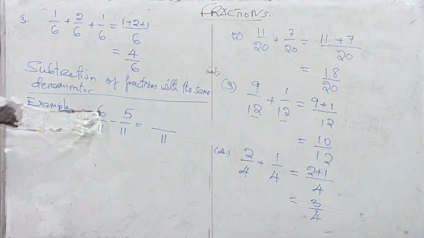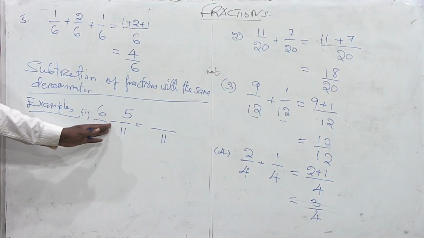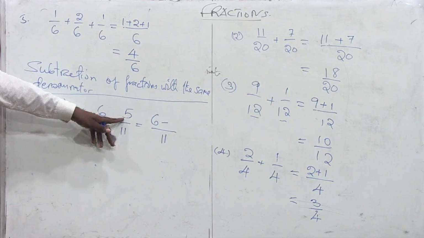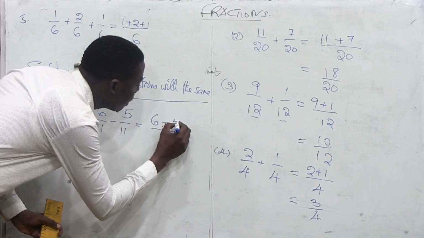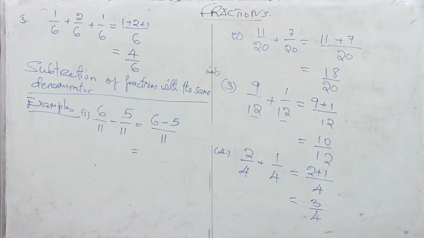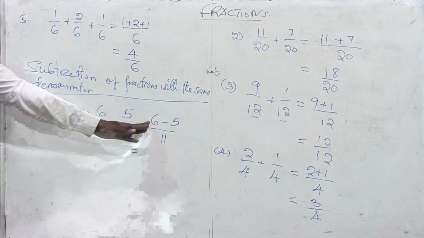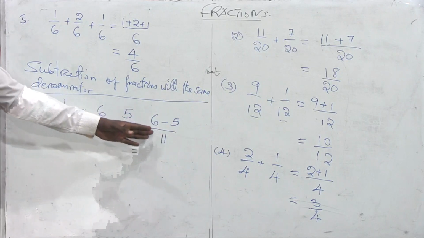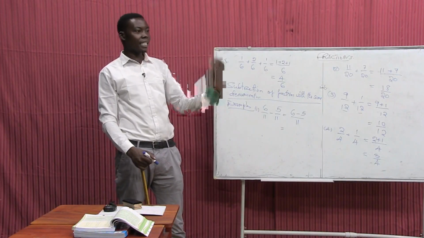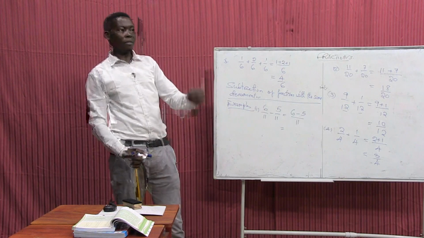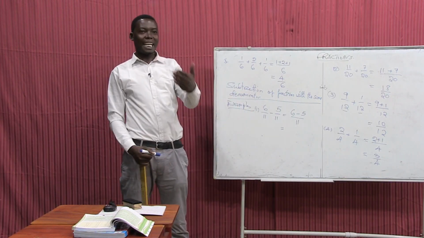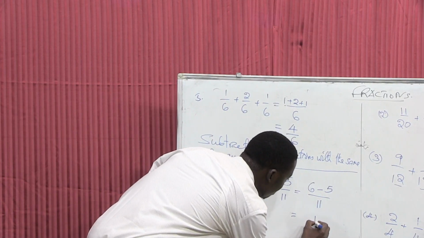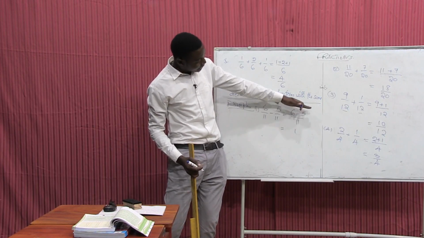Then take the first numerator, 6, minus the second numerator, 5. Not even grade 1 can do this one: 6 minus 5. You have 6, then you subtract 5. Very easy. 6 minus 5 is what? You remain with 1 in the upper side.